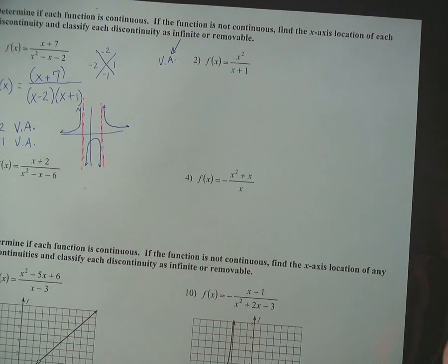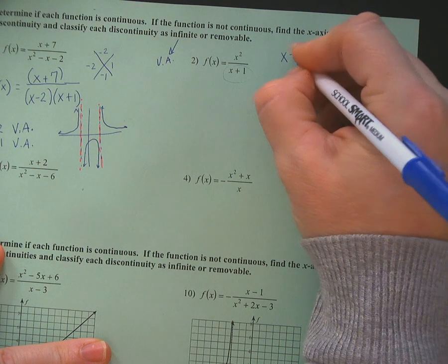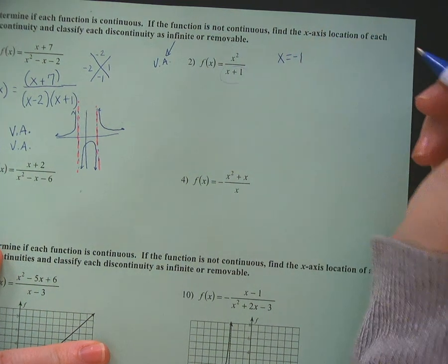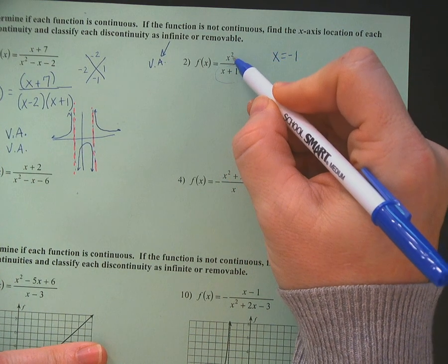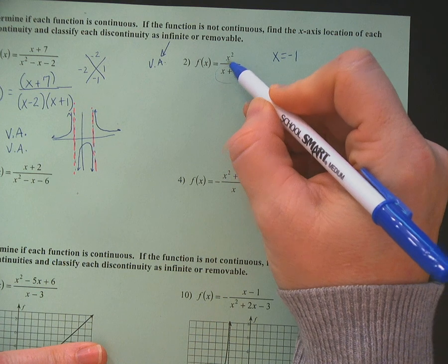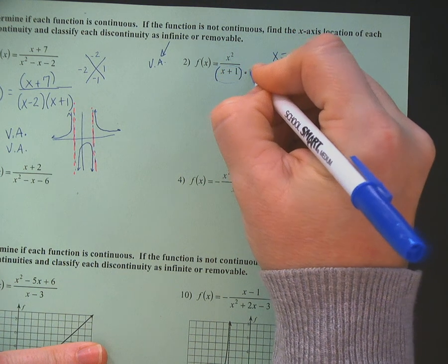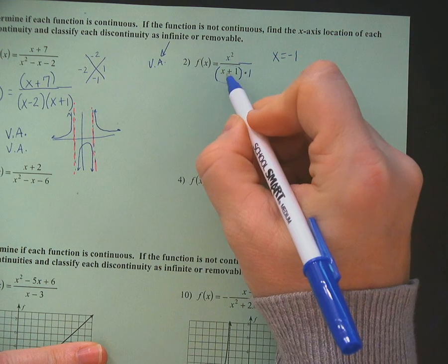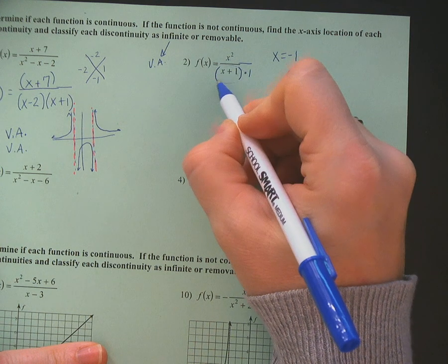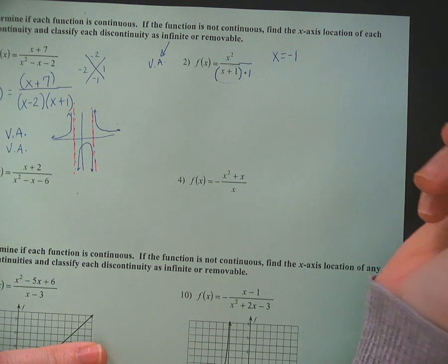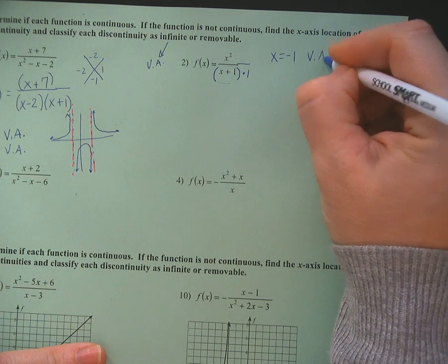Let's go to the next one. So the discontinuity is going to happen at x equals -1. And now we have to decide, can this be removed? It might be tempting to think that you can cancel an x and an x here, but x is part of the factor of x plus 1. So unless we have this entire expression up here, we cannot remove it. So since it cannot be canceled out, this would be a vertical asymptote.